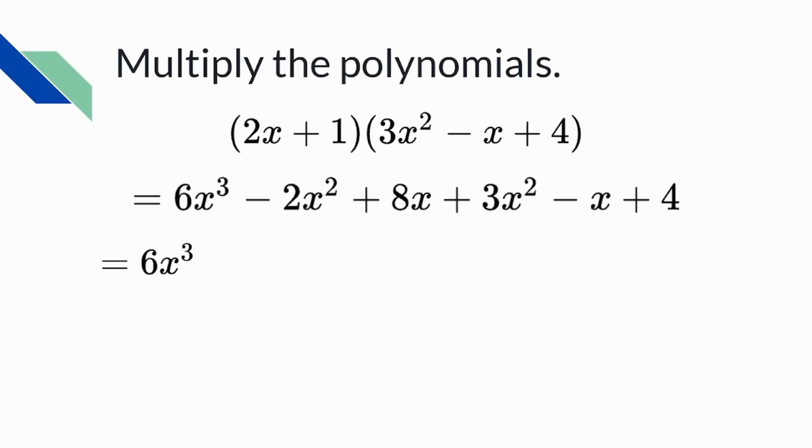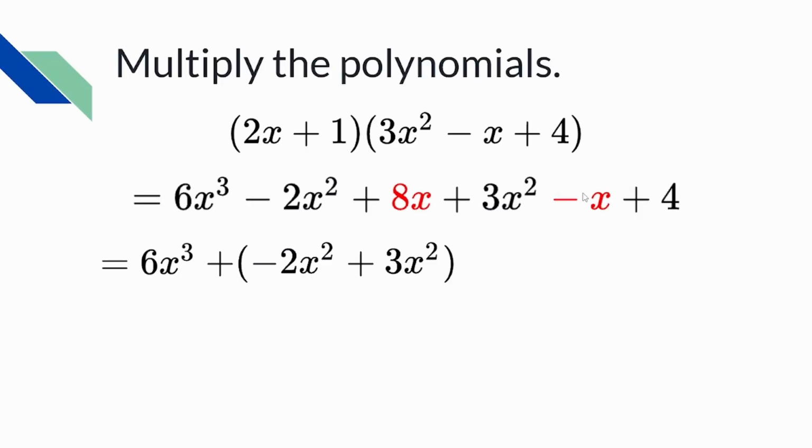All right, our next step is to add like terms, right? So we see here that 6x cubed stands alone, right? There's no other variable being raised to the 3rd power. Okay, so we'll start there. Next, we see that negative 2x squared and positive 3x squared are like terms. We can add those. Okay, so that's what we'll do.